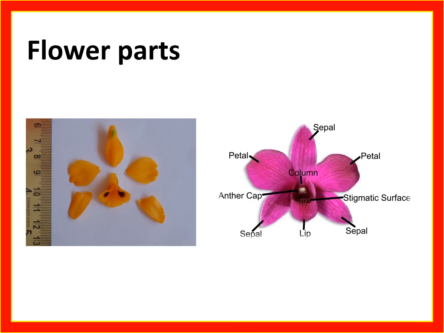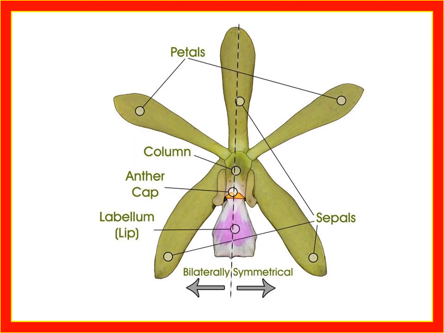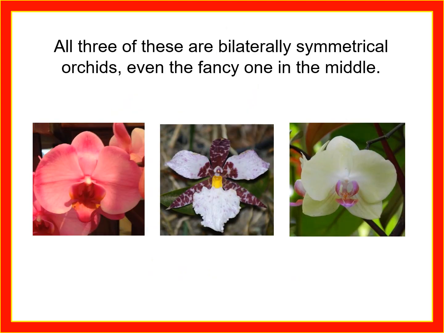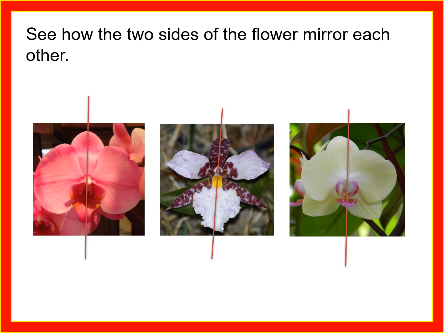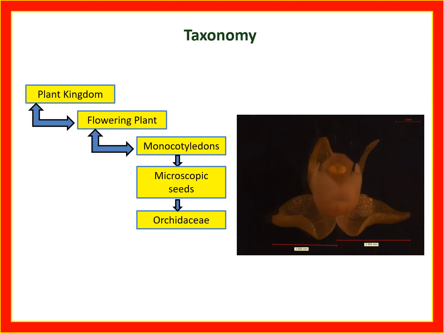Flower parts: sepal, petal, anther cap, stigmatic surface. These are the important parts of a flower of an orchid. You can observe bilateral symmetry. It shows bilateral symmetry. All three of these are bilaterally symmetrical orchids. Even the fancy one in the middle, you can observe. See how the two sides of the flower mirror each other, mirror images of each other.